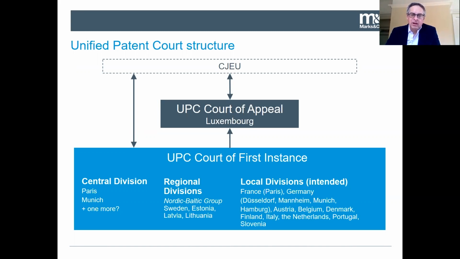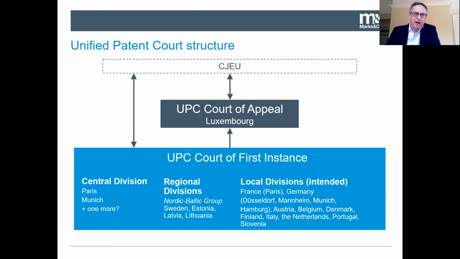When it comes to the substantive law of patent validity and patent infringement, it is not expected that the CJEU will be involved in that, and therefore the majority of cases should not progress further than the Court of Appeal.